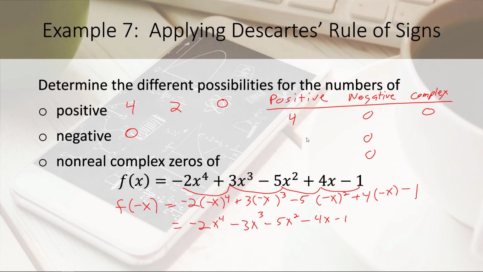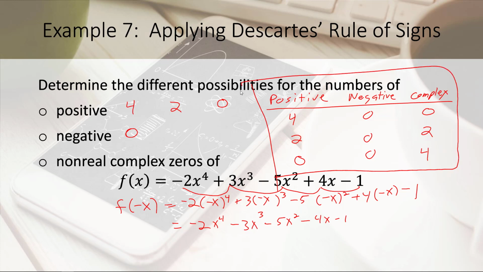Well, suppose we only had 2 positive roots. We cannot have any negative roots. So then the other 2 roots, because there must be 4 roots, must be complex. Okay, so that means we would have 2 complex roots. Well, it could be possible that there are no positive roots, 0, and there are no negative roots. And what does that tell you? Well, that tells you that all the roots must be complex. Okay, and that is pretty much how you can apply Descartes' rule of signs.